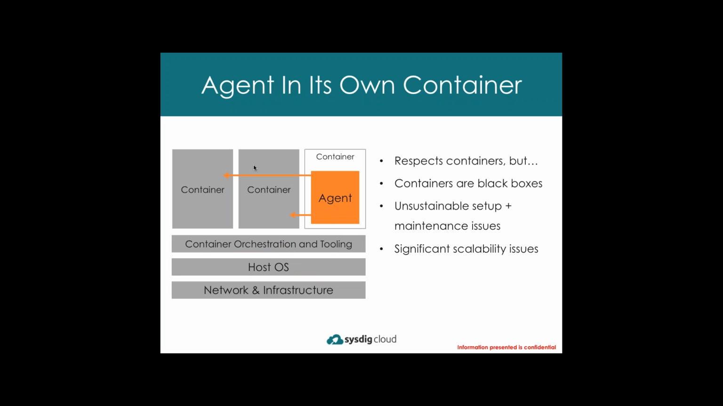Which brings us to the second approach. What happens if we put the agent in its own container and leave it outside of the containers that we want to monitor? This is great now because we're back to that approach of respecting the containers. This is no longer completely untenable. The problem is we're back to black boxes. We can't see inside our containers anymore.